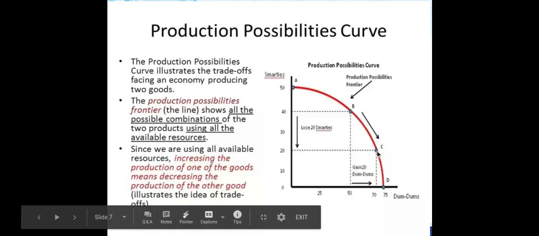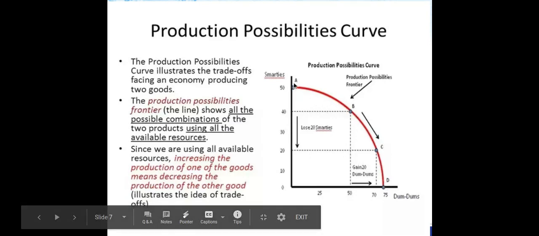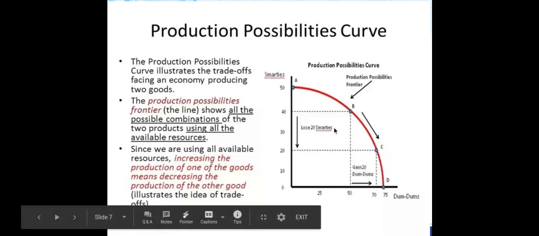For point C, we've decided to make more dum-dums. We're at 70 dum-dums, and we only have 20 Smarties. So as you see, as we go down this production possibility frontier, as you see the curve, we're going to produce fewer Smarties, but we're going to be able to produce more dum-dums. And then obviously you get to the end here. At maximum capacity, we can make 75 dum-dums, but we're making no Smarties.